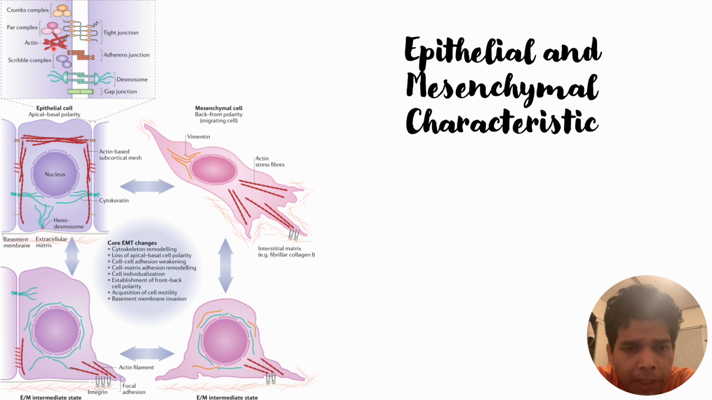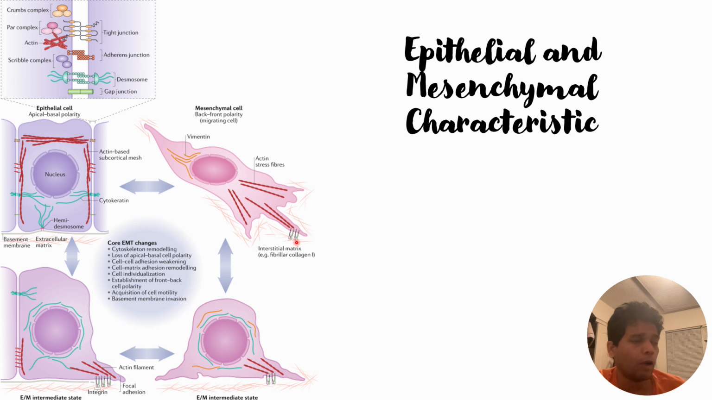The key components that help in this cell interaction are the actins and the Scribble complex, Par complex, and Crumbs complex. These complexes help in the cell interactions, and they are also found in epithelial cells. Now let us understand how this changes when the cell acquires mesenchymal type characteristics.